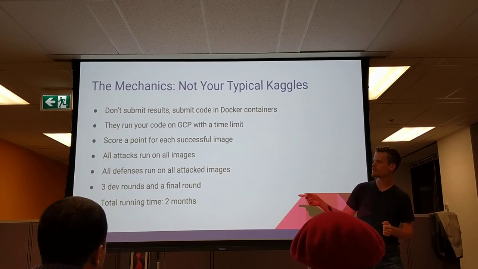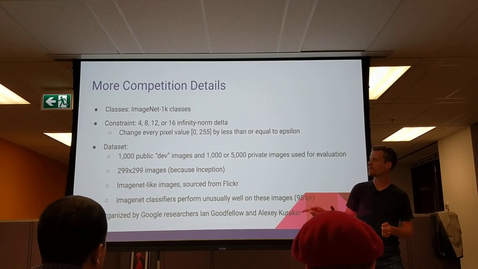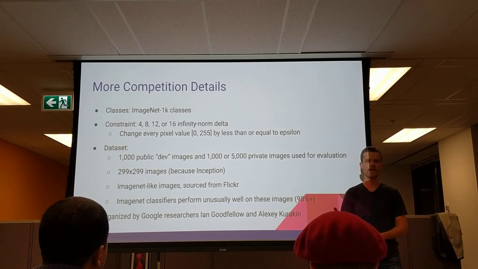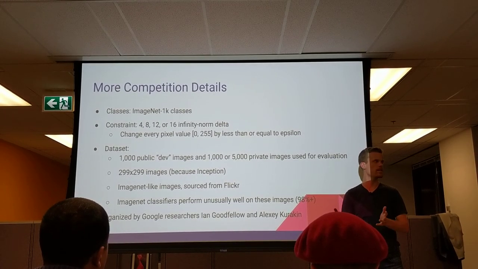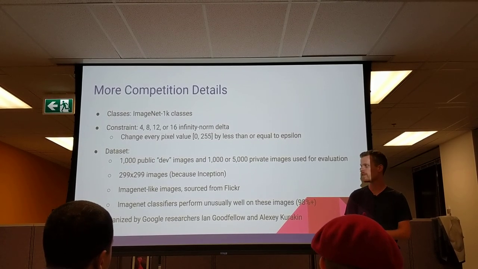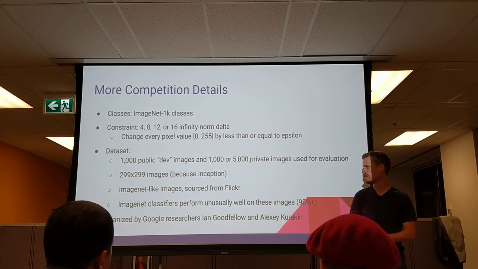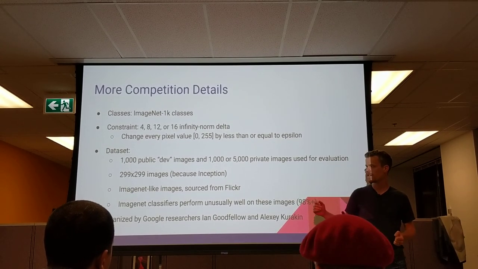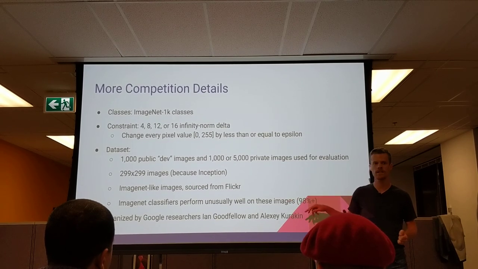Well, maybe a couple more quick comments. These images were 299 by 299. There's a lot of ImageNet models out there that expect that, especially the Inception models, and this is all Google land, so they want you to play with their models and their code if possible, thanks to Kaggle and so on. The other interesting thing is these images were unusually easy to classify.